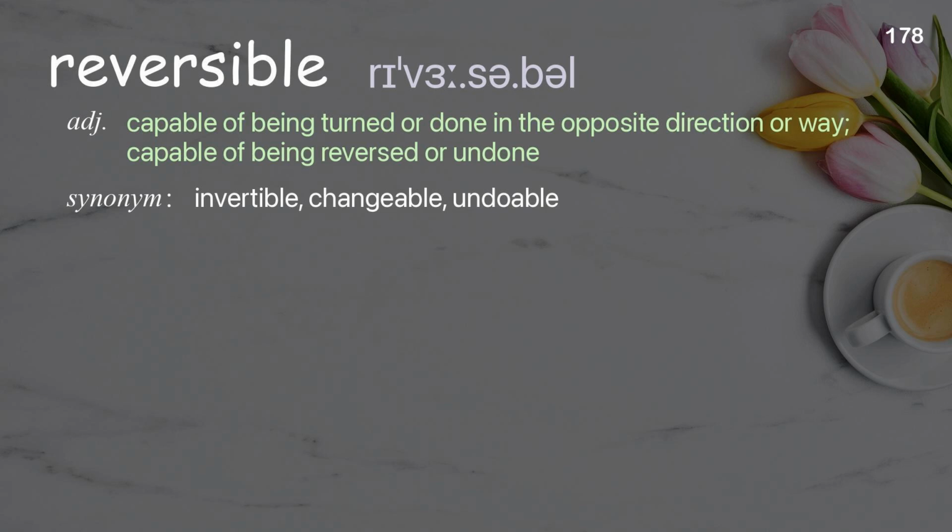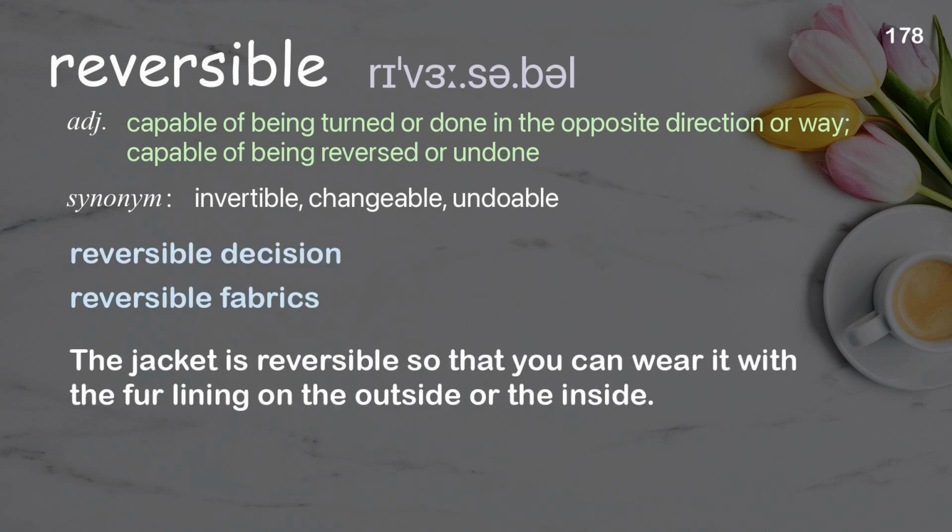Reversible. Capable of being turned or done in the opposite direction or way, capable of being reversed or undone. Examples: Reversible decision. Reversible fabrics. The jacket is reversible so that you can wear it with the fur lining on the outside or the inside.